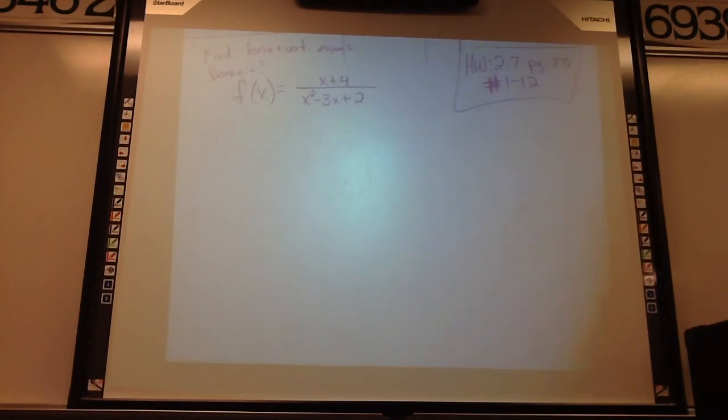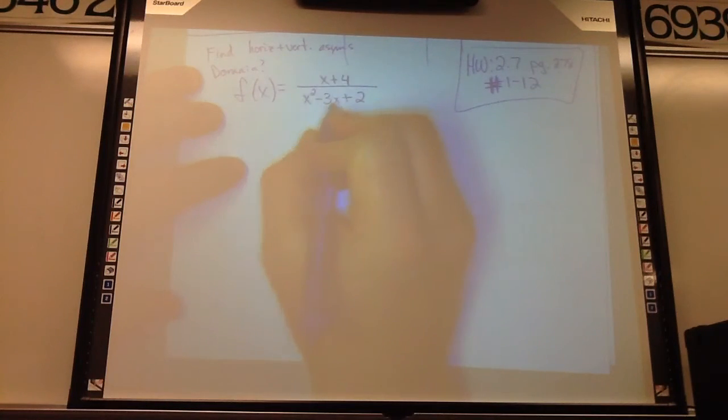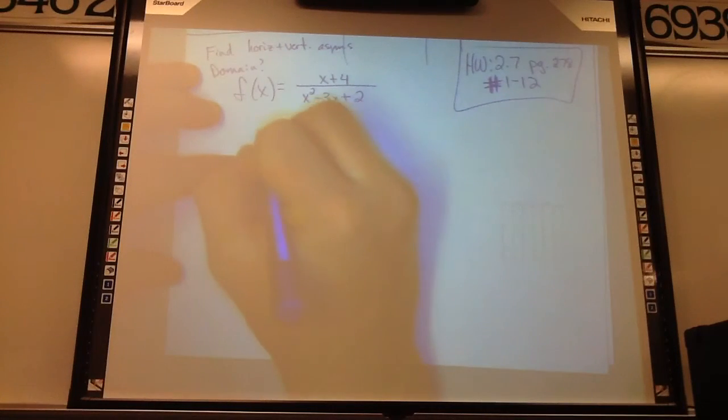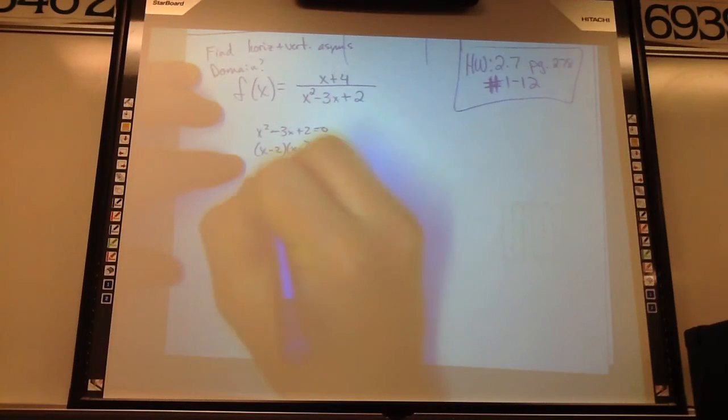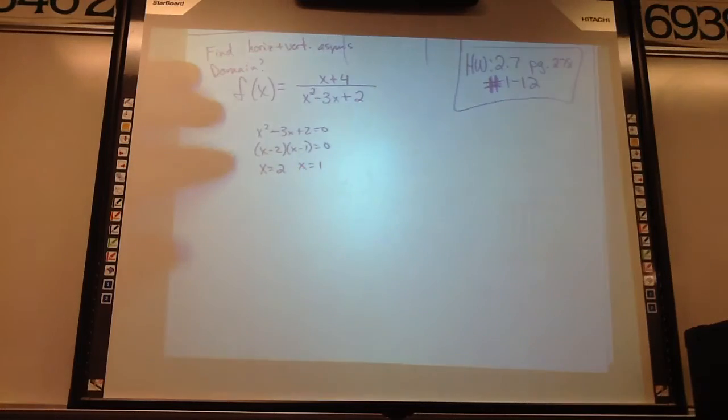Once you get your x's, after you factor them, you do 1, 2, and 1. That's it. Vertical asymptotes are where the bottom equals 0, right? So x squared minus 3x plus 2 equals 0. That's x minus 2, that's x minus 1. So x equals 2 and x equals 1. Those are the verticals.